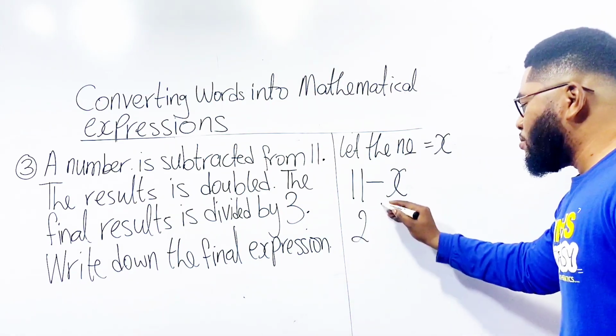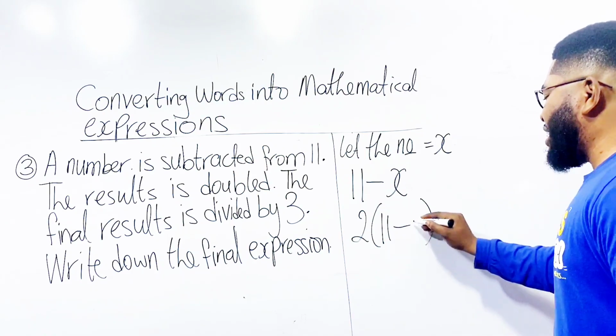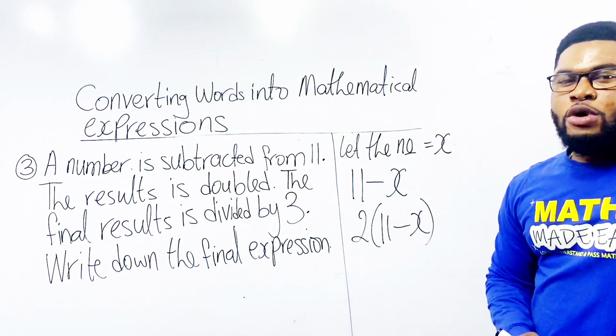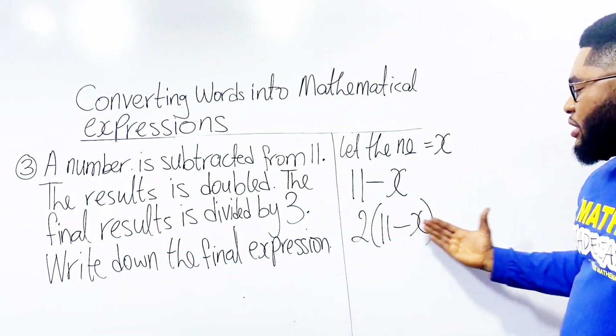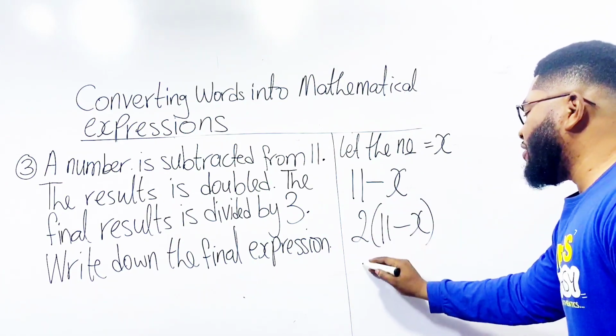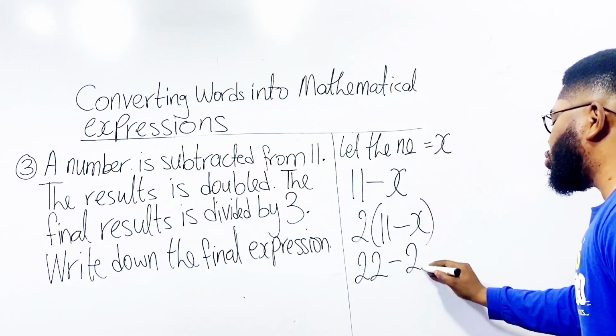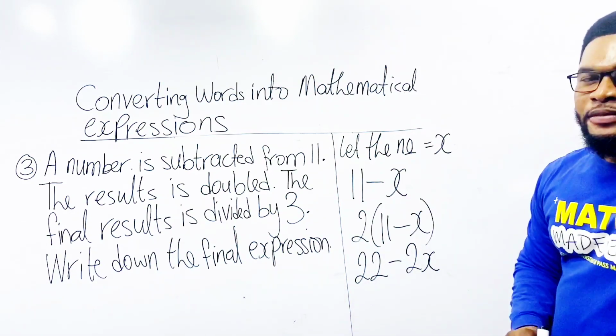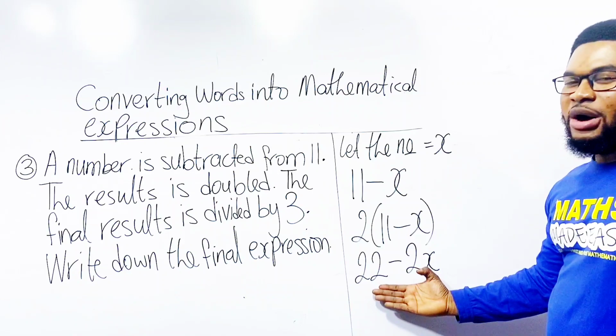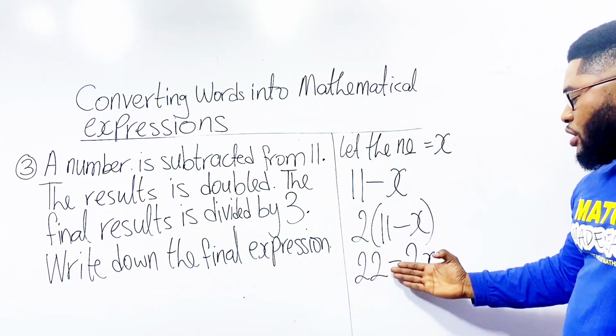So 2 multiplying 11 minus x. That is the best way to multiply, keeping them in brackets. Now let's expand. 2 times 11 becomes 22. 2 times minus x becomes minus 2x. So we are getting the result, which may be our final one, as 22 minus 2x.